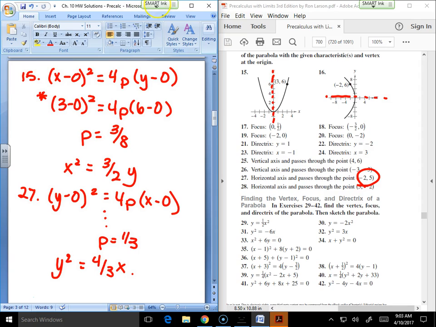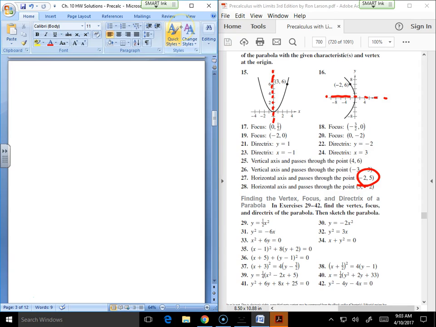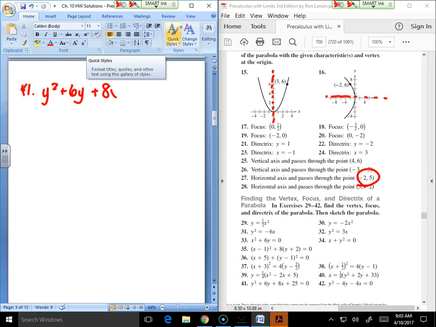Okay. Number 41 was, I think, out of all the questions you guys have asked, I think 15 and 27 were similar. You got stuck on plugging in the point. And then number 41 was hard for a totally different reason, because number 41 gave you your old nemesis from Algebra 1. Complete the square.